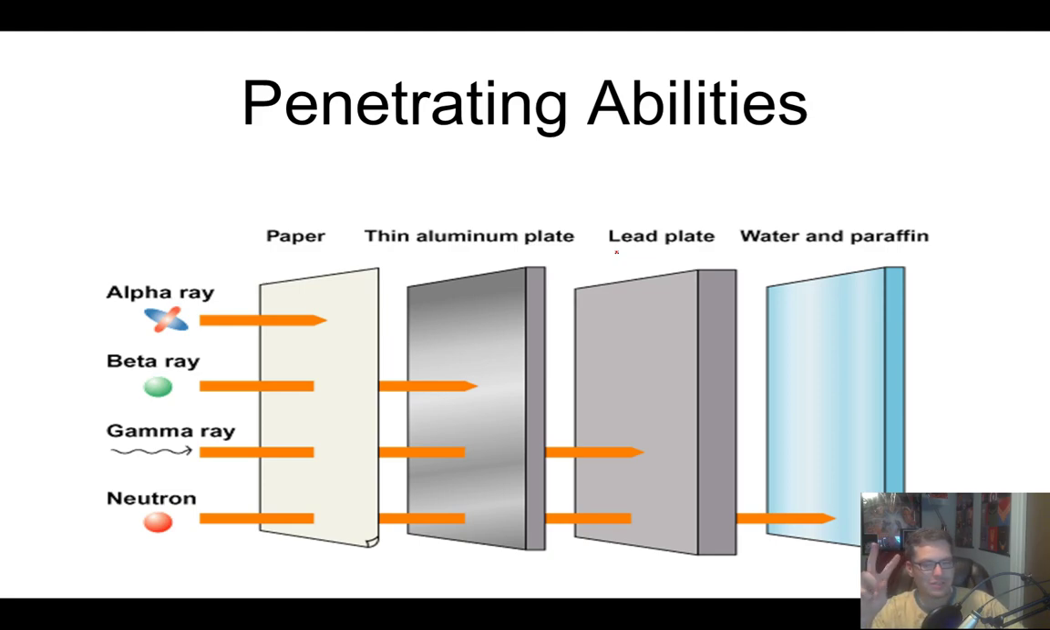So that's your three types of radiation, alpha, beta, gamma, and how to write balanced nuclear equations.